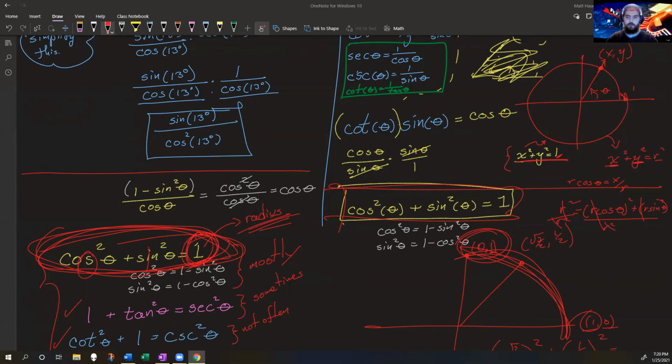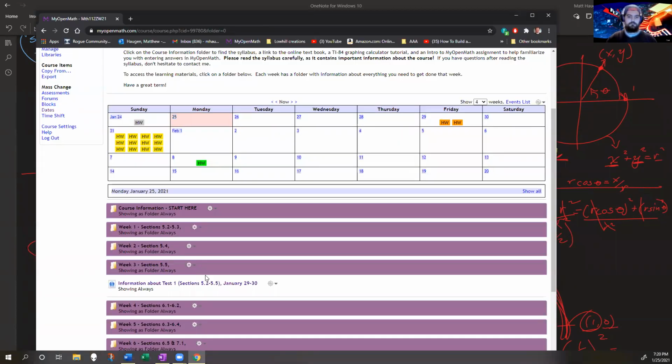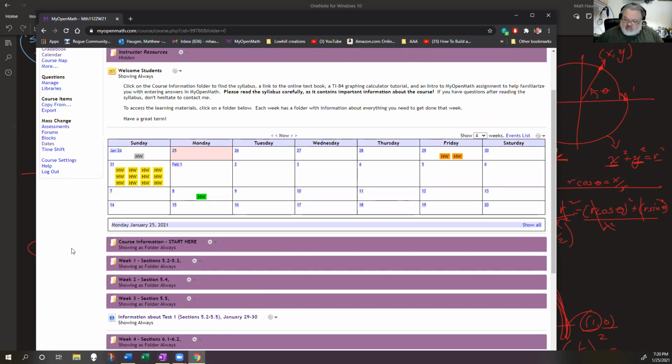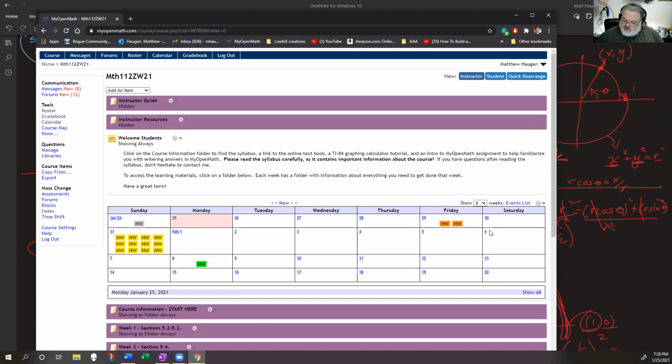It says that there's some homework due on Friday, 29th. Right there. Information about test 1, chapter 5 on that weekend. And the homework's due then.